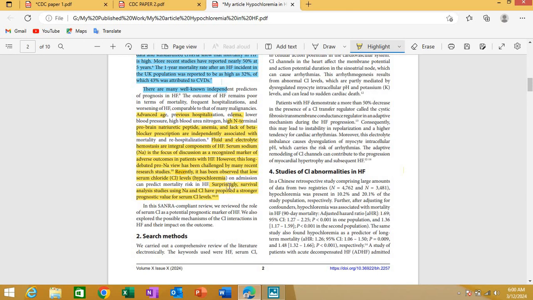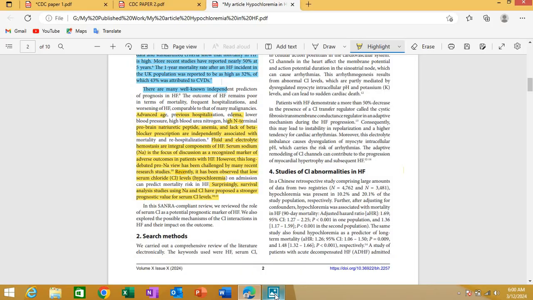Now this has raised a query, an excitement, or whatever you can say. I've raised a question here: surprisingly, the survival analysis studies that use sodium and chloride both have proposed a stronger prognostic value of serum chloride. So a kind of curiosity has been generated at the end of the third paragraph.